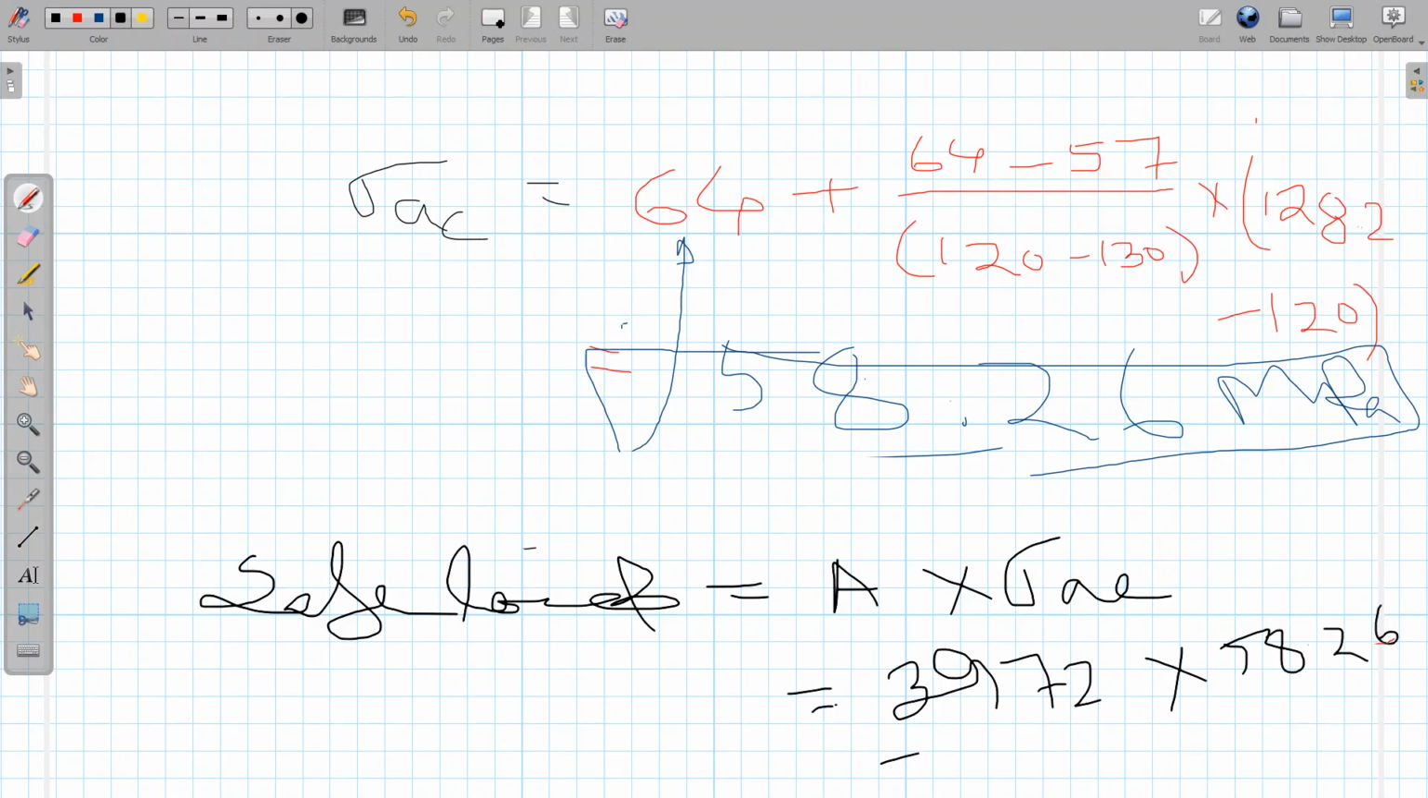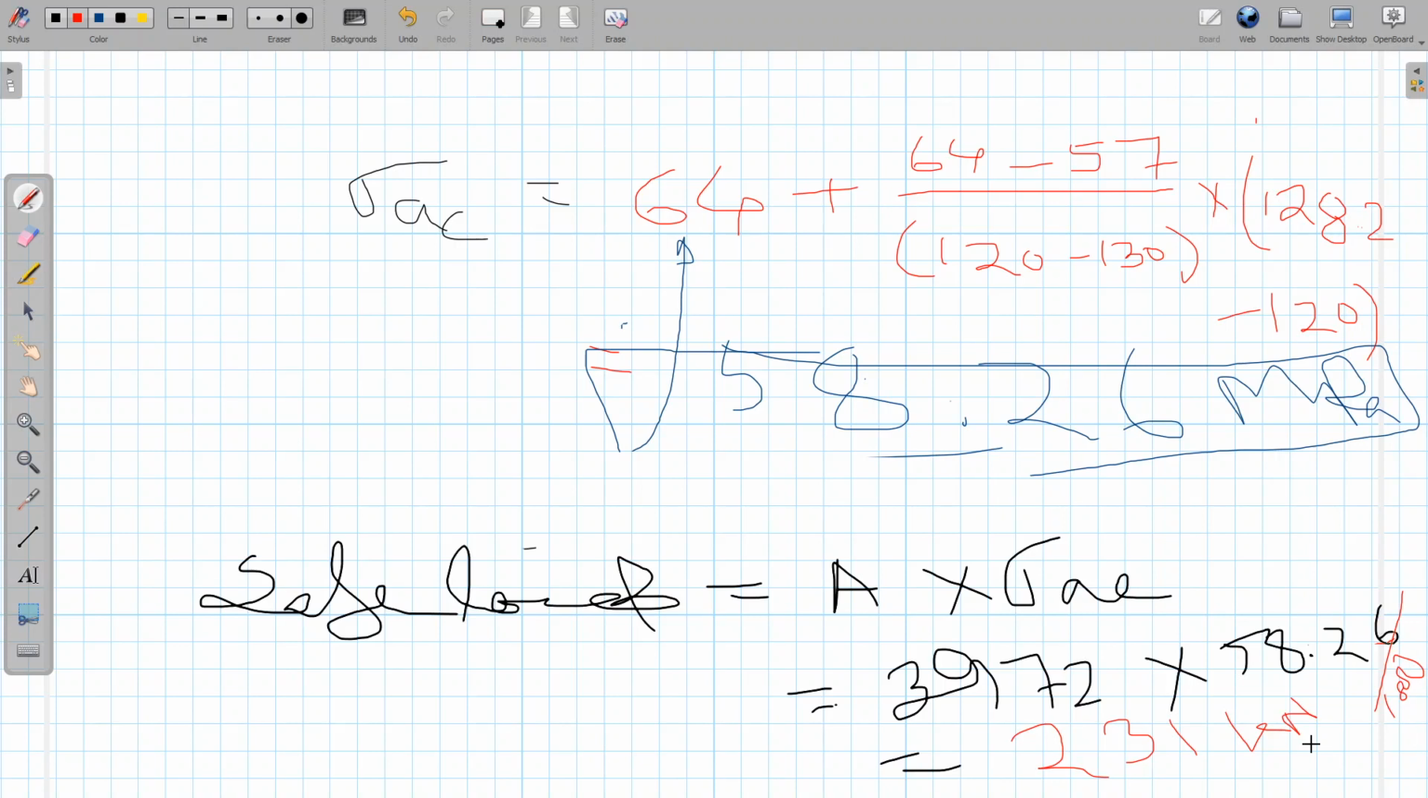So mm square get cancelled. Ultimately you will get this value in terms of Newton. This value is coming 231,000. So divided by 1000, that will give you in terms of kilonewton. I have directly found out this value in terms of kilonewton, so for that I need to divide it by 1000. So this value is giving 231 kilonewton.